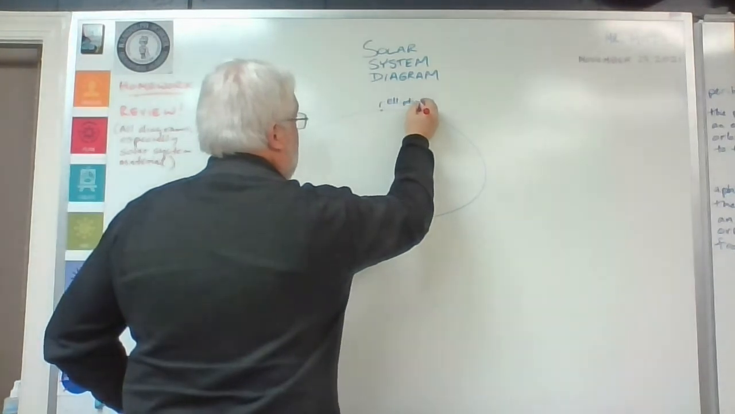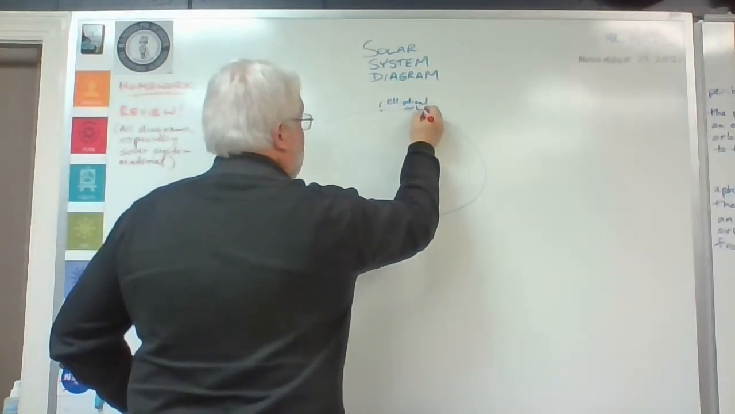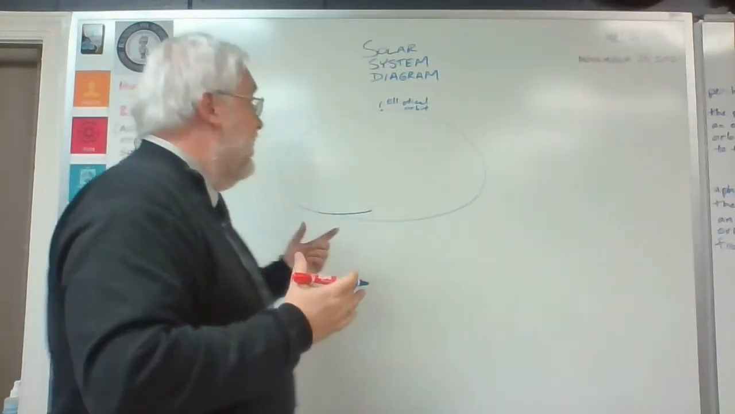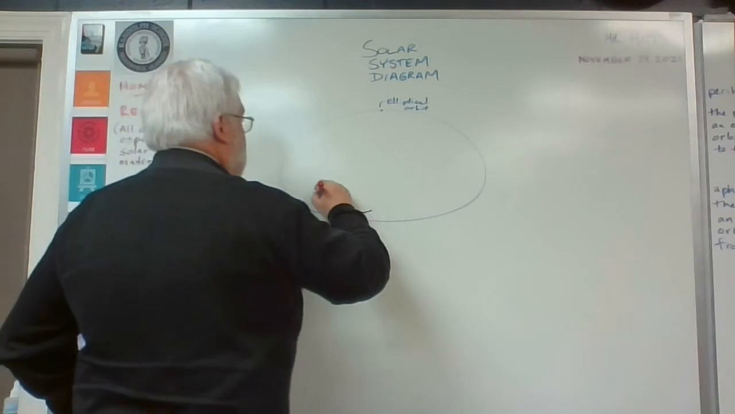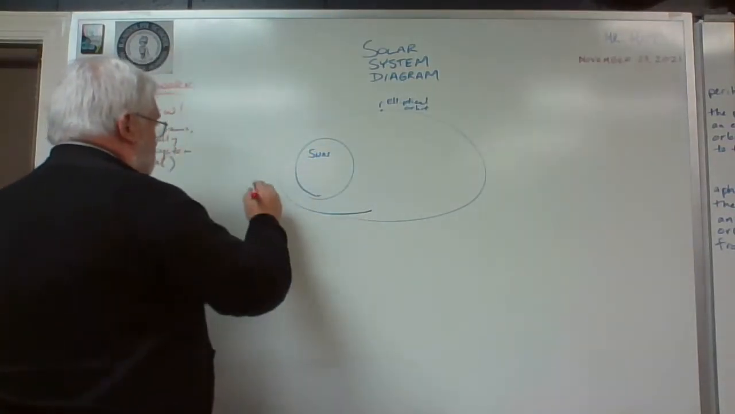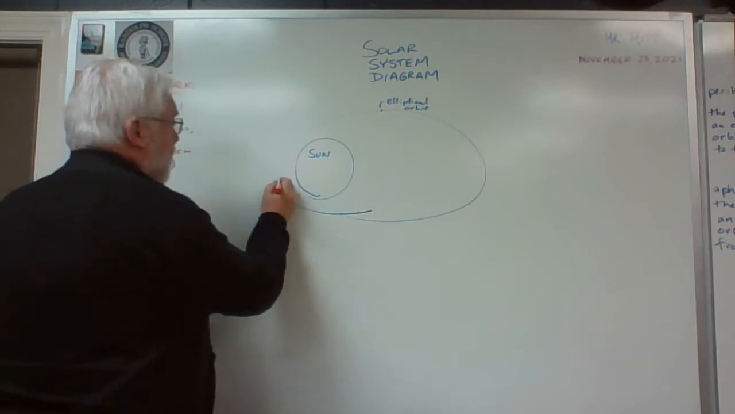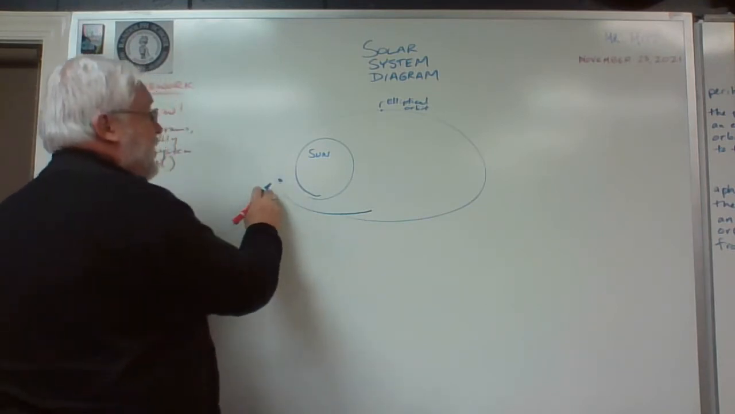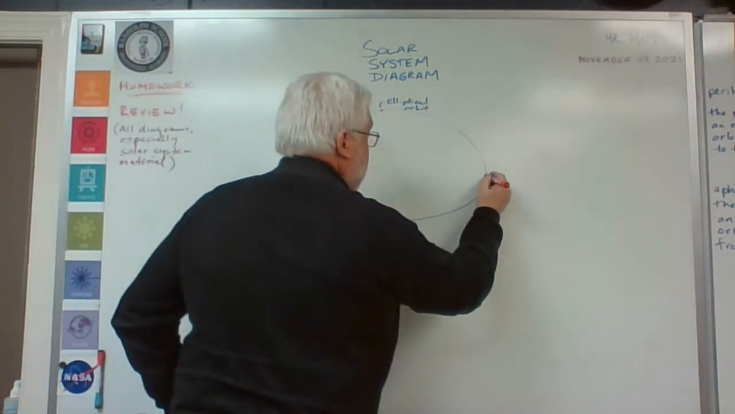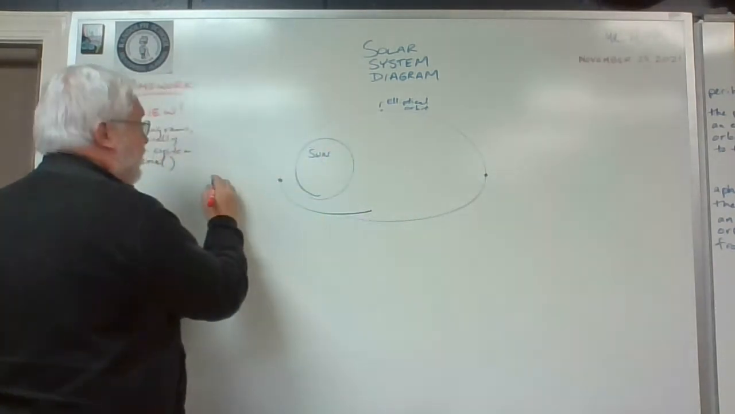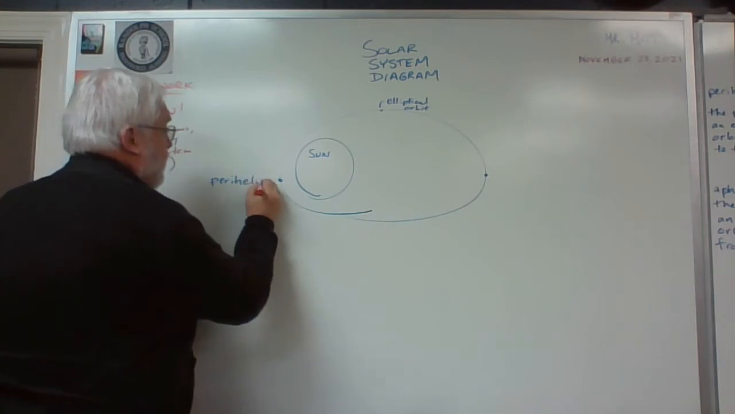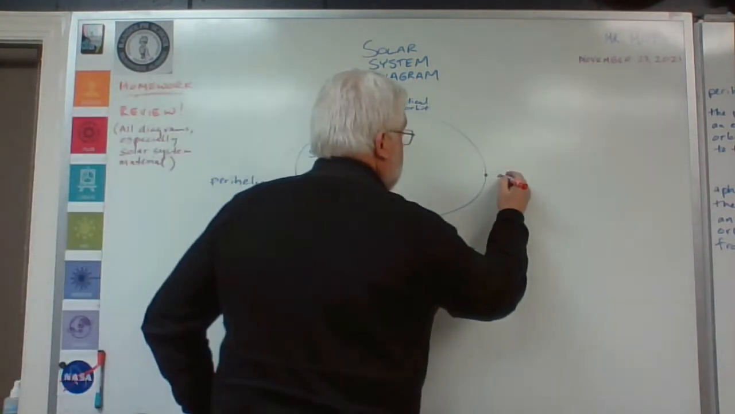You'll remember that all of the planets, as well as asteroids and periodic comets, have orbits that are elliptical. We'll go ahead and do a circle here that will be the sun. And I'll go ahead and label the points of the orbit that are closest to the sun and farthest from the sun. The point that's closest to the sun is the perihelion. The point that's farthest from the sun is the aphelion.